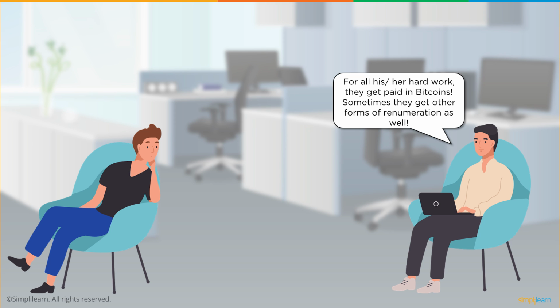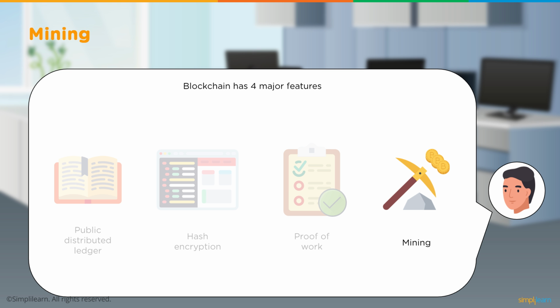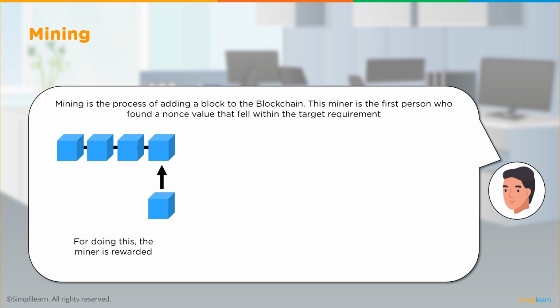For all his or her hard work, they get paid in bitcoins, and this is the only way bitcoins get added to the network. Sometimes they get other forms of remuneration as well, and this is the concept of mining. So the entire process, when the miner has done the proof of work consensus and is rewarded, is called mining. So mining is the process of adding a block to the blockchain.